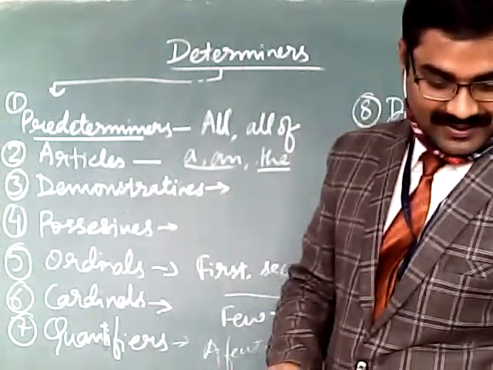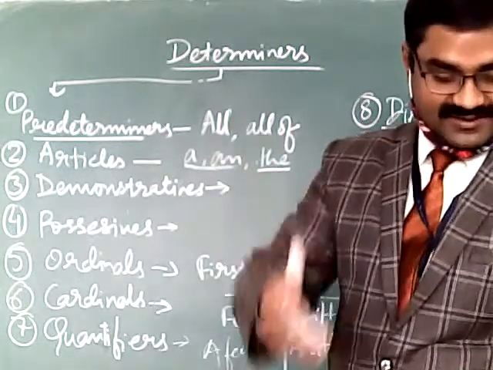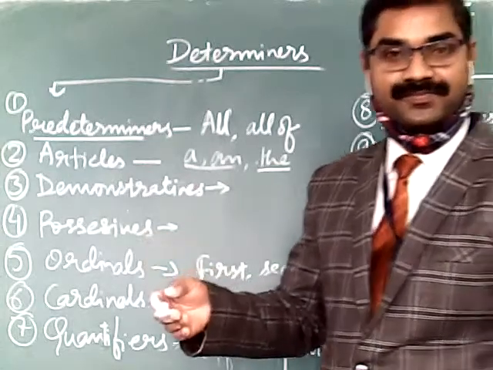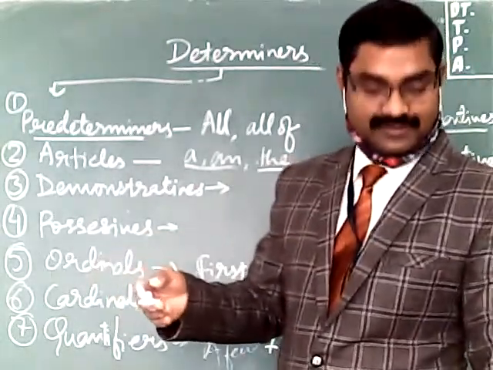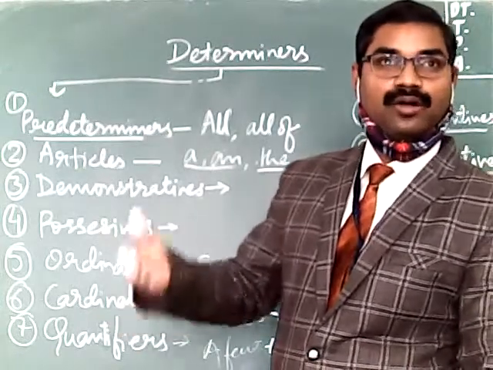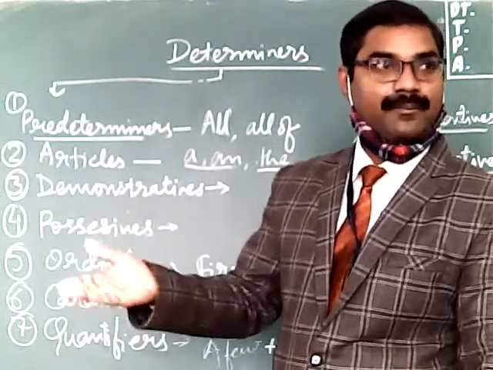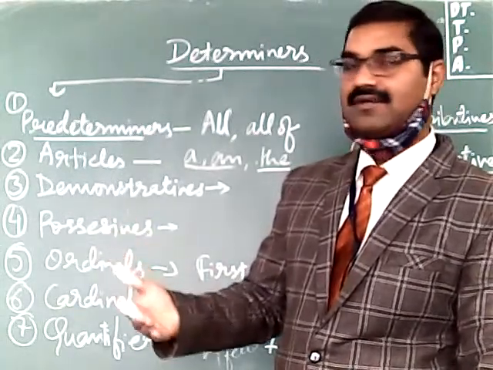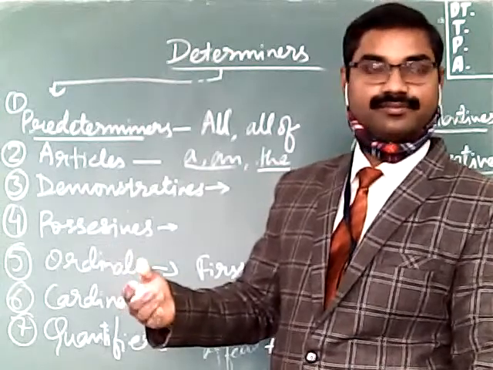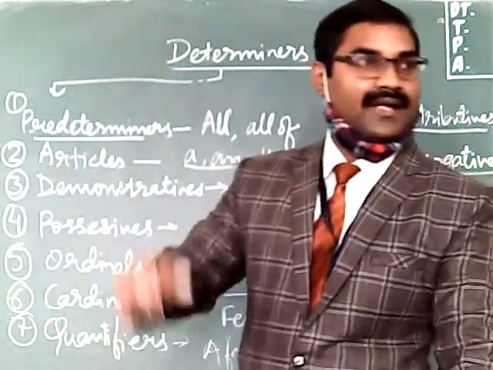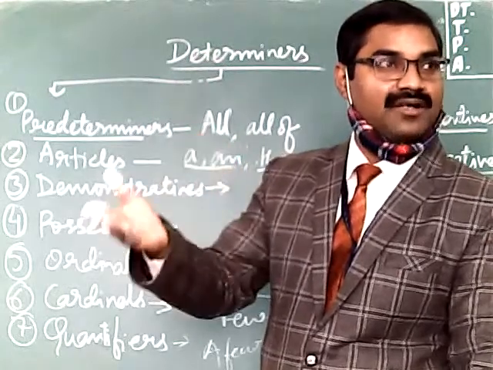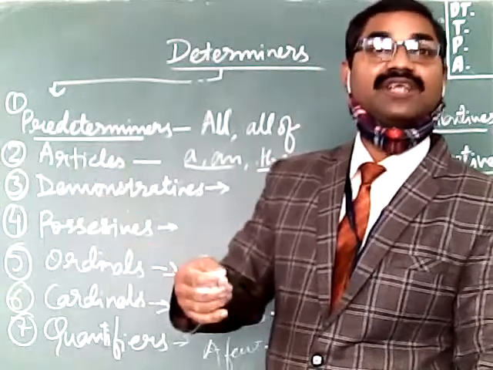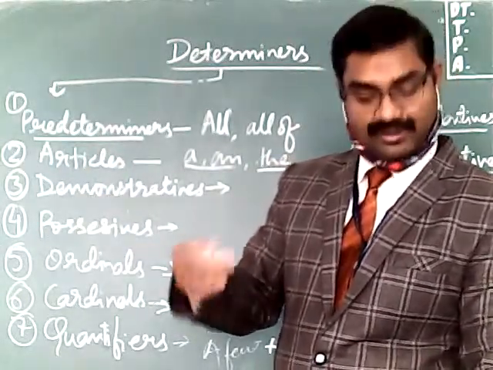All right. Now write down these things. A and the, this, that, these, those. Have you written? Yes, sir. My, our, your, his, her, their. First, second, next, last. Here you are telling about the order. Now, cardinals, where you show numbers 1, 2, 3. 7 boys, 6 questions.